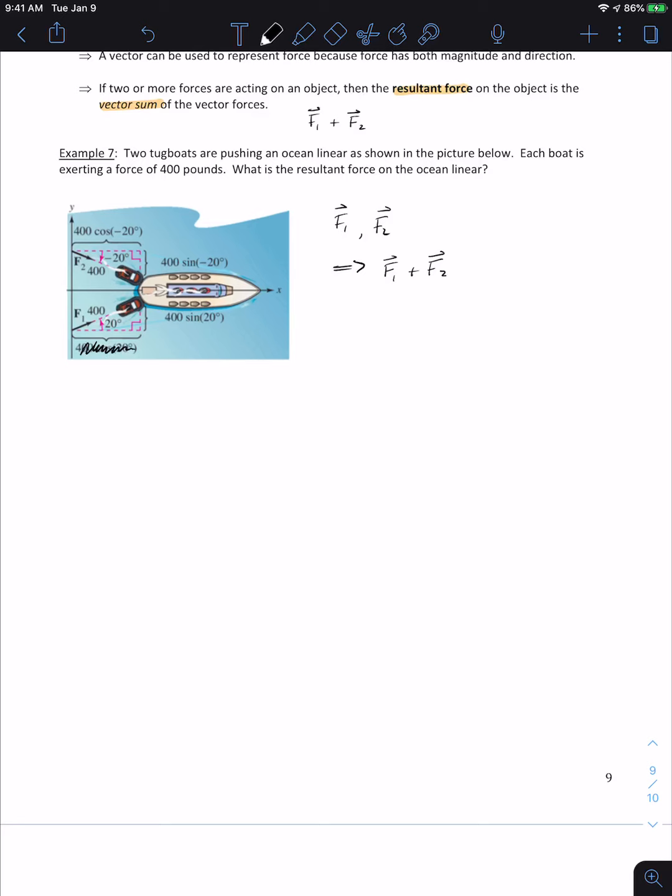Okay, and given by the picture, just ignore this part here because I haven't done that yet. So ignore all of this. We're given the information. We know what the force is. Force 1 is going that way with 400 pounds, and force 2 is going this way with 400 pounds, right? Because this boat is pushing in that direction, and this one is pushing in that direction, and that direction is, I've got negative 20 degrees for force 2 and 20 degrees for force 1, right?